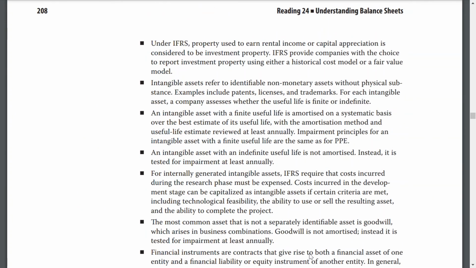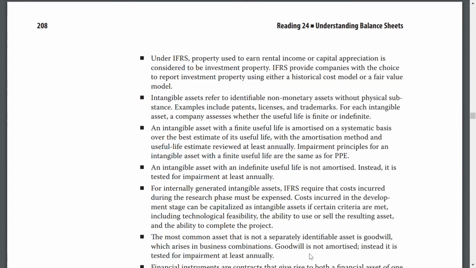property used to earn rental income or capital appreciation is considered to be investment property. IFRS provides companies with the choice to report investment property using either the historical cost model or fair value model.